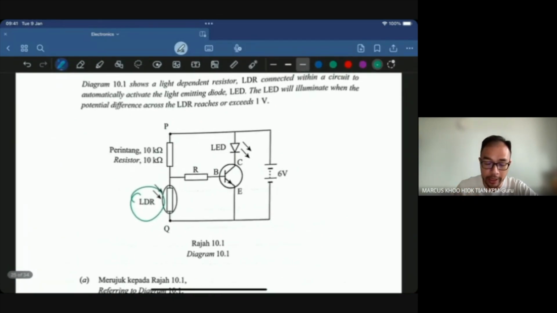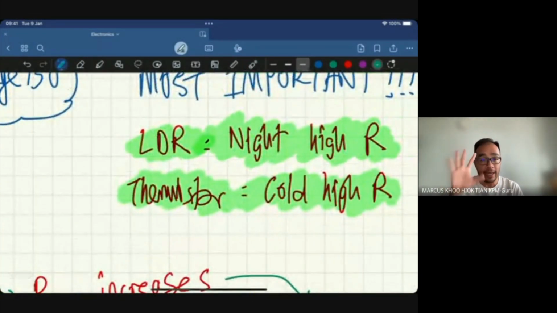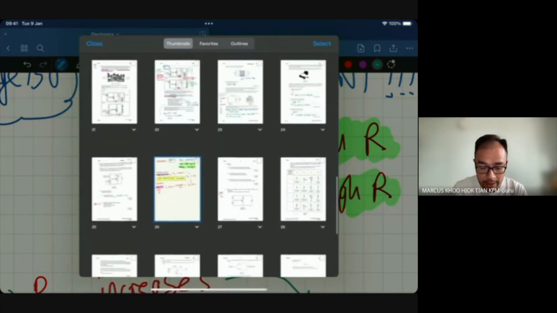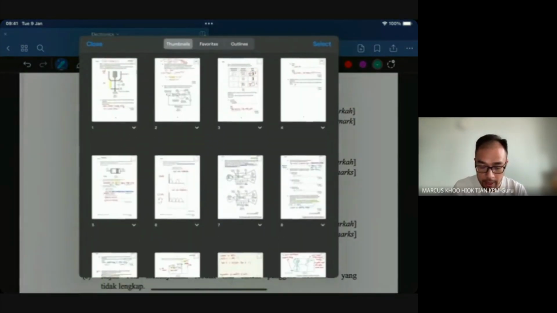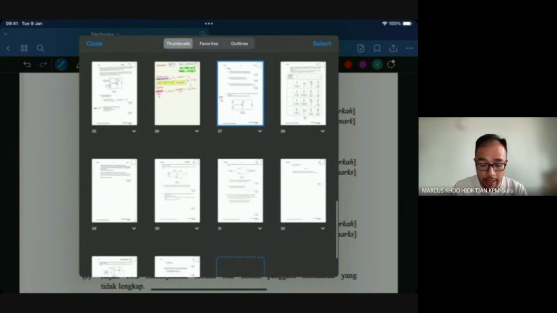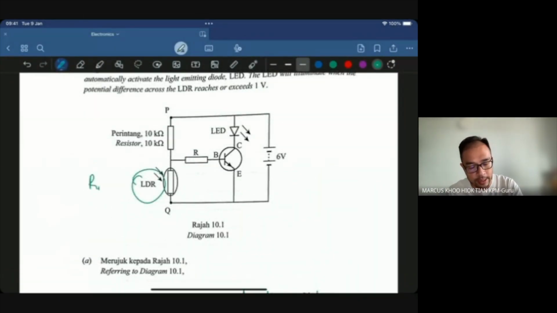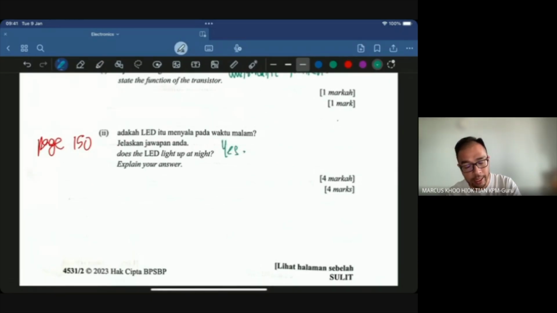The most important thing is, if you remember from our explanation earlier, at night the resistance of the LDR is high. So when we take a look at this, oh no, where am I? Oh, it's this one. At night the resistance is high. If the resistance is high, the voltage is high, base current flows. So yes. Yes is the answer, and then explain your answer.